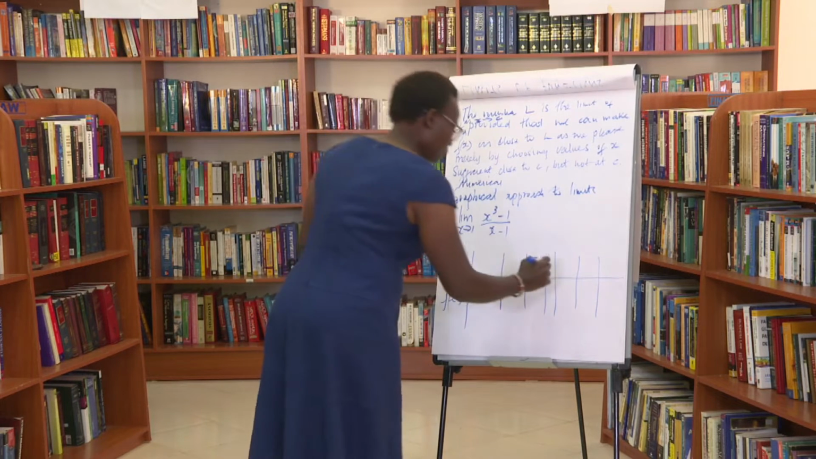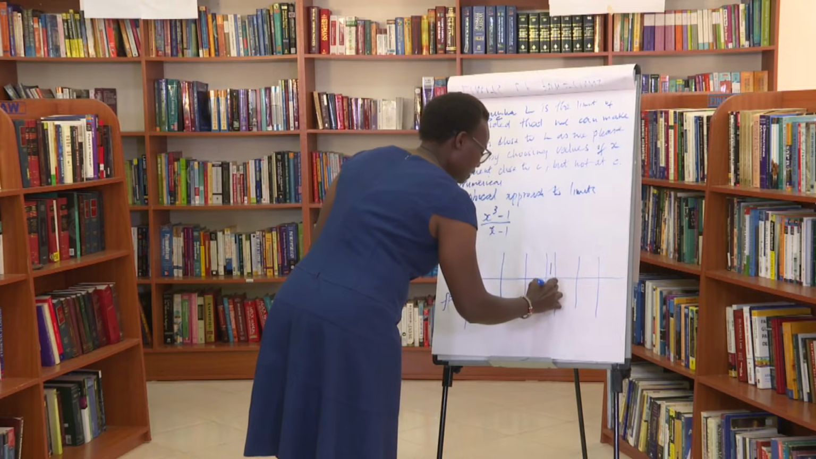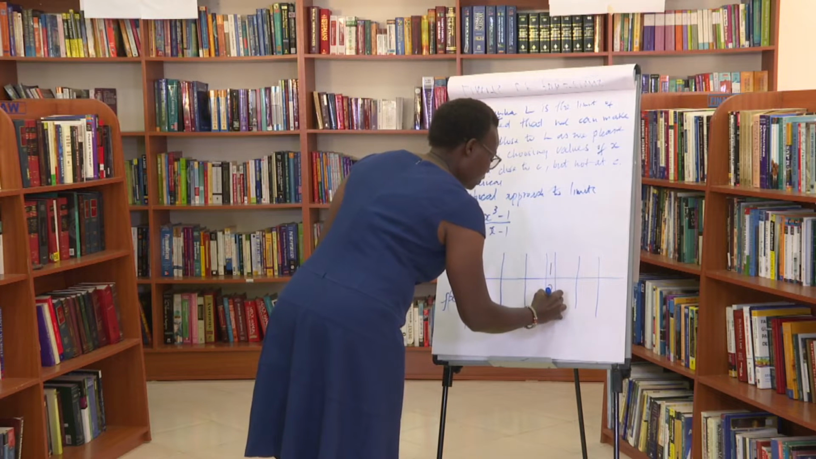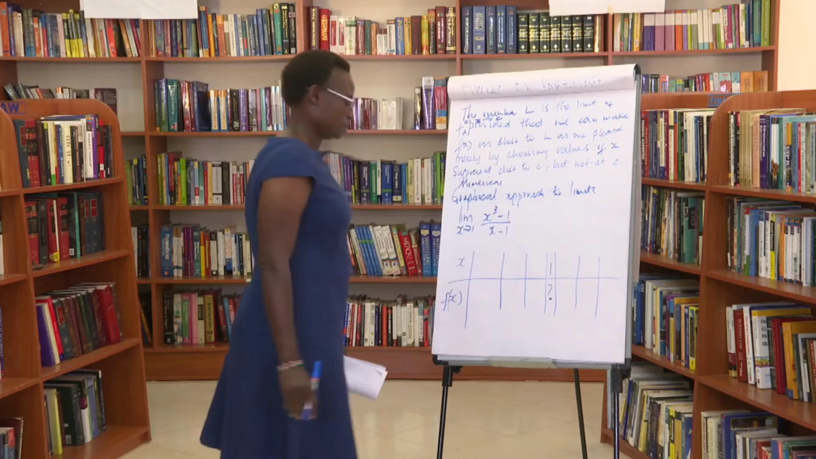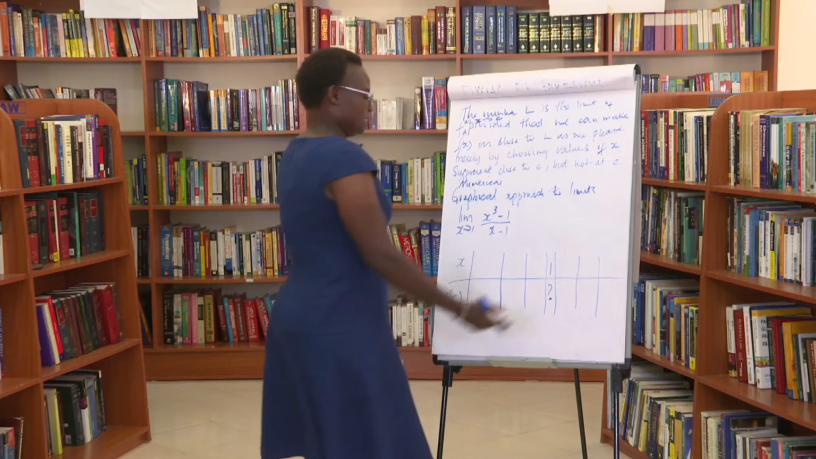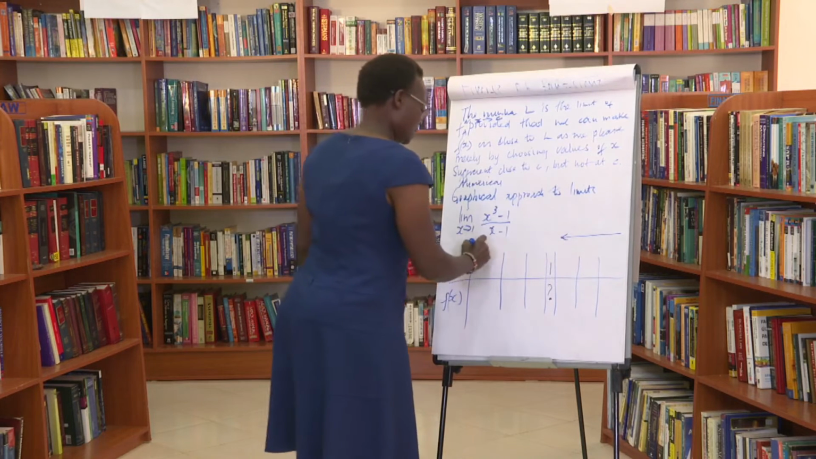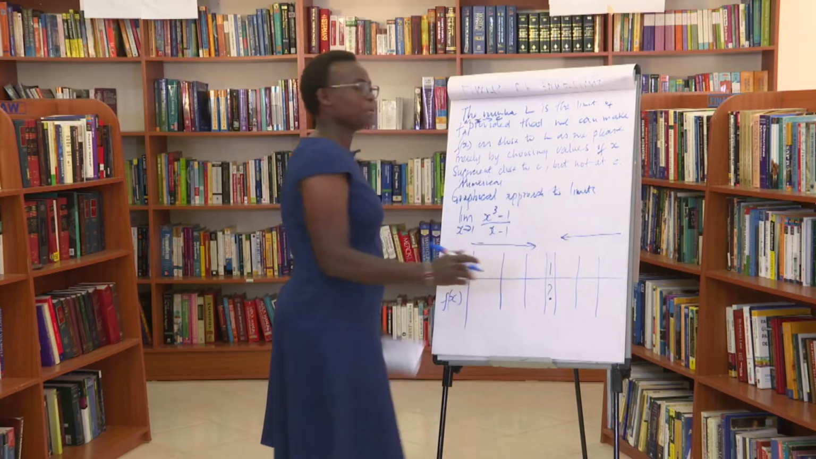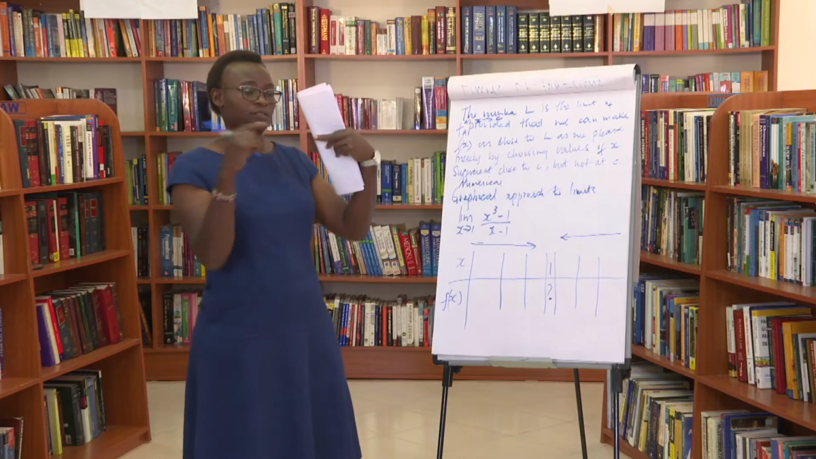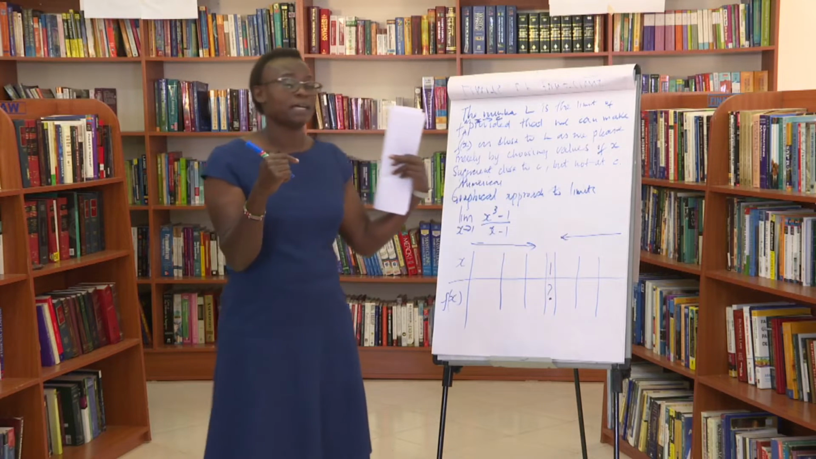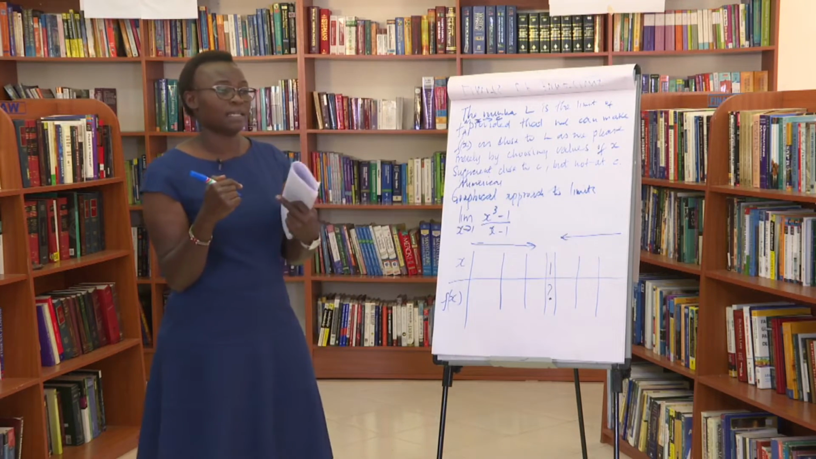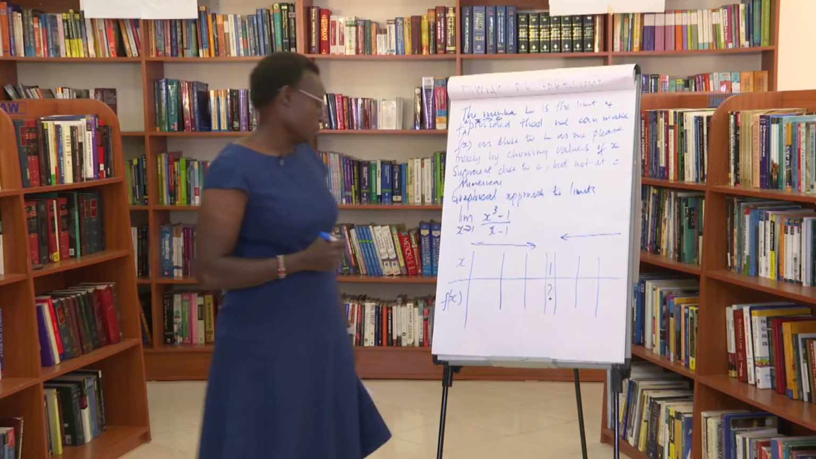So at this point we have our 1. The function is undefined at this particular point. So then this side, our direction is that, and this side our direction is this. So we are picking values that are close to 1 from both sides, from values that are greater than 1 and from the other side where values are less than 1.